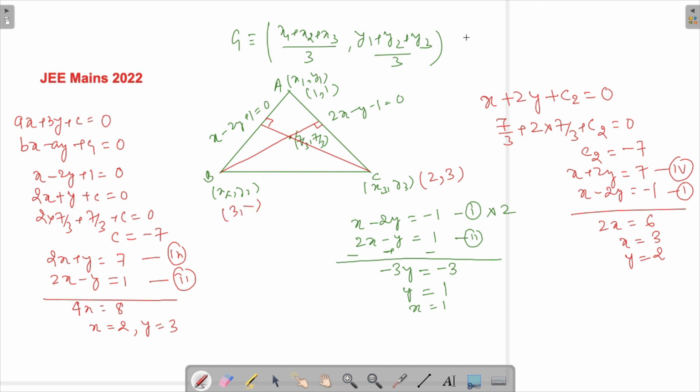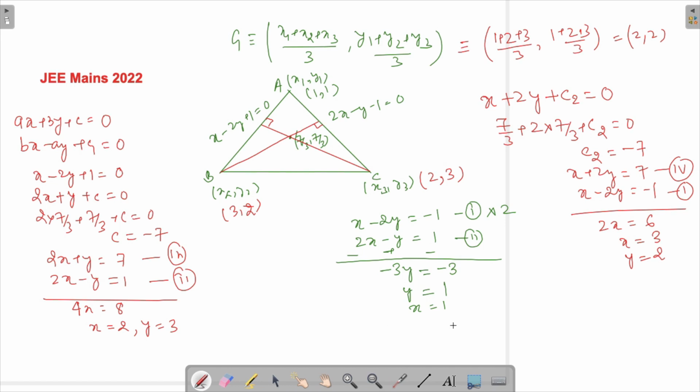Now what will be my G this way? So now I've got all those points. So G is going to be equal to 1 plus 3 plus 2 by 3, 1 plus 2 plus 3 by 3 in a sense. And then this will be also 1 plus 2 plus 3. So this will become 2, and this will also become 2. So now I got the point G.